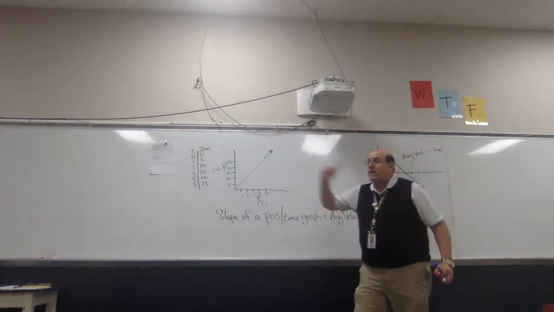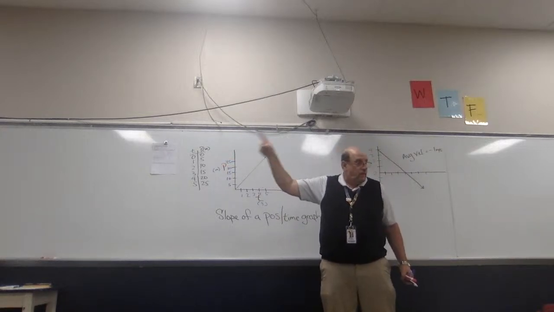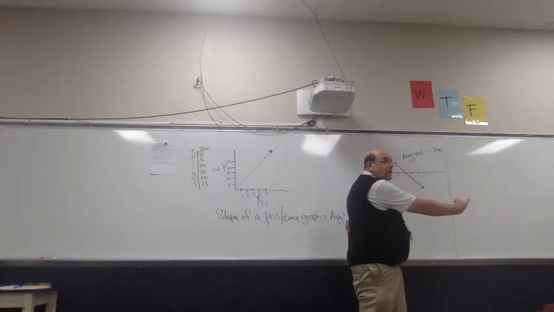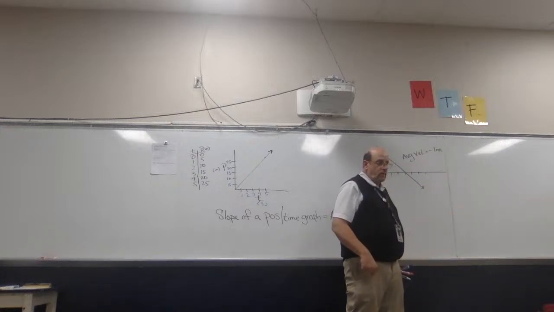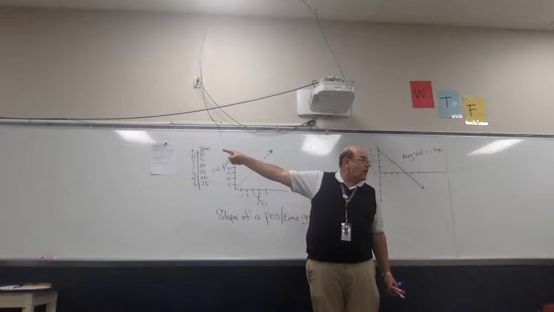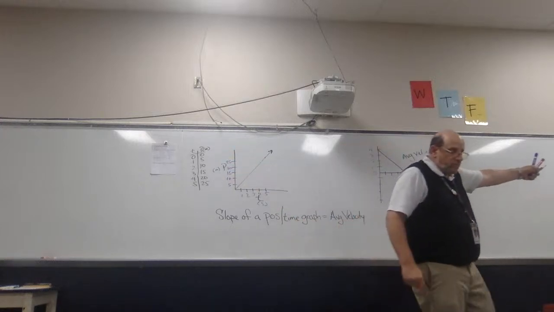So A might be going that way. B's going the other way. Not quite as fast. C's going in the same direction as A. And D's going the same direction as B, but slower.